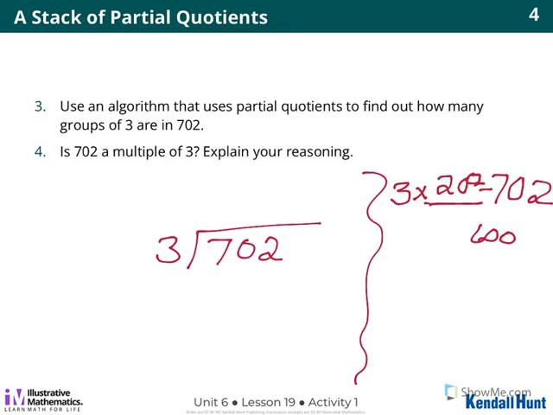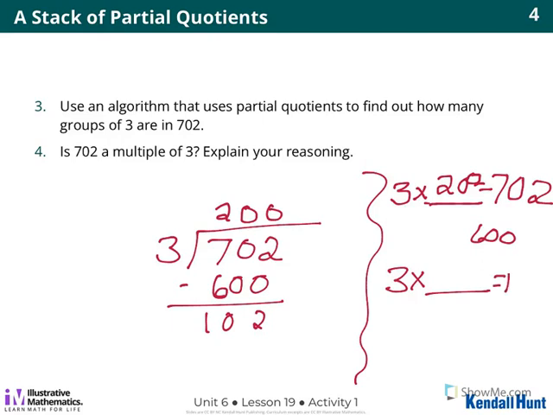Oh, now we're close, right? If we think of those multiples, or those benchmark numbers, hundreds and tens, that helps us. So I would say, 3 times 200 we know is 600. If I subtract, now I'm thinking 3 times what number is going to get me close to 102?